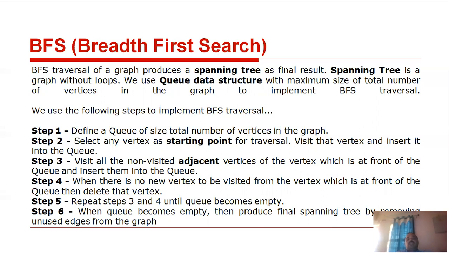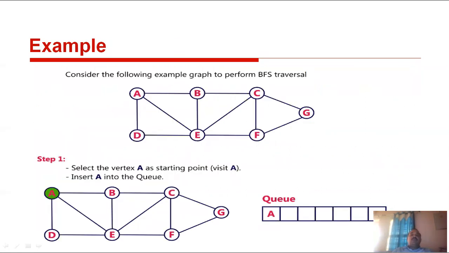Step 3, visit all the non-visited adjacent vertices of the vertex which is at the front of the queue and insert them into the queue. Step 4, when there is no new vertex to be visited from the vertex at the front of the queue, then delete that vertex. Next, repeat steps 3 and 4 until the queue becomes empty. When the queue becomes empty, produce the final spanning tree by removing unused edges from the graph. So this is an example graph.